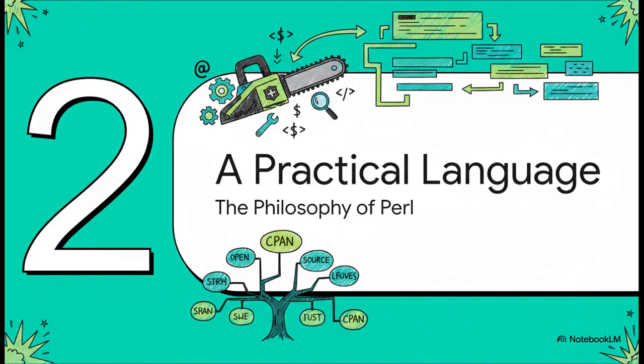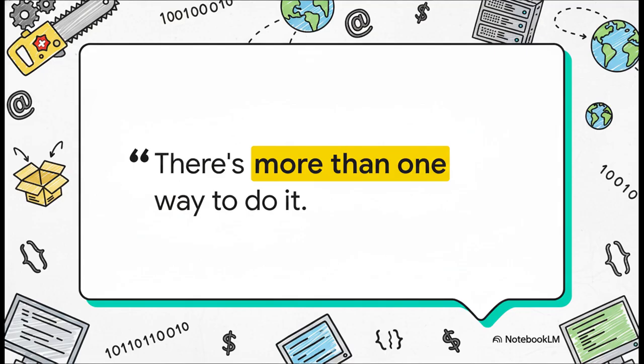But to get why it's so powerful, and, let's be honest, why it's so controversial, you have to understand its unique philosophy. See, Perl isn't just a collection of features. It's a whole way of thinking about how to program. The first and most famous slogan is this: there's more than one way to do it, or as Perl folks say, TMTOWTDI. This idea gives programmers incredible freedom.